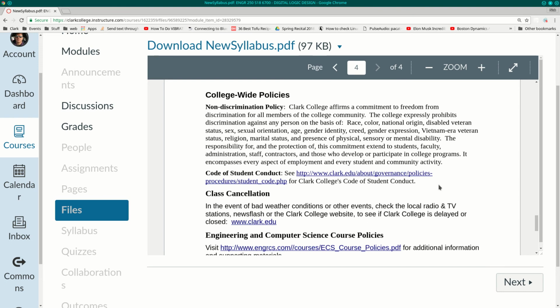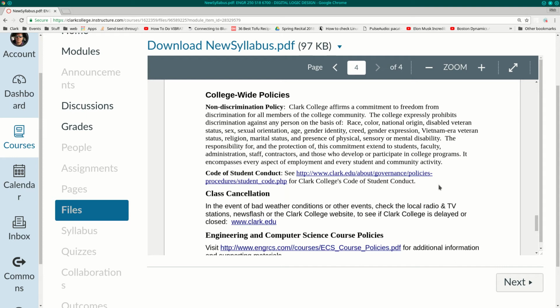Clark College affirms a commitment to freedom from discrimination for all members of the college community. The college expressly prohibits discrimination against any person on the basis of race, color, national origin, disabled veteran status, sex, sexual orientation, age, gender identity, creed, gender expression, Vietnam era veteran status, religion, marital status, and presence of physical, sensory, or mental disability. It shouldn't need to be that long. We should just be able to say anybody and on the basis of anything. But we keep adding to this because that's what people do.